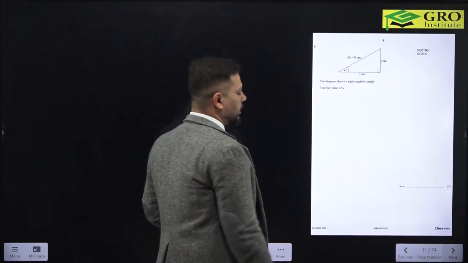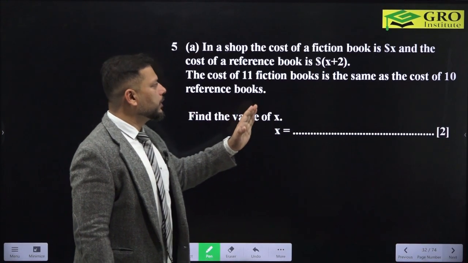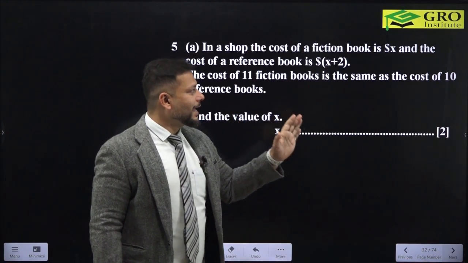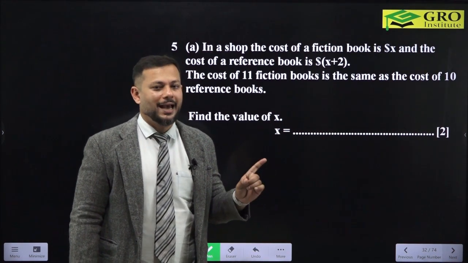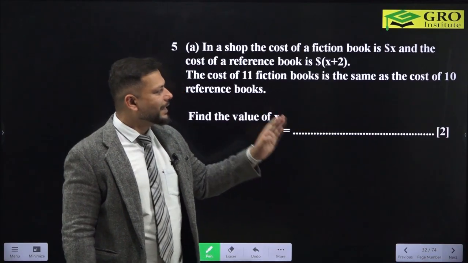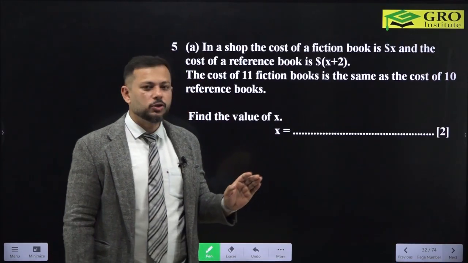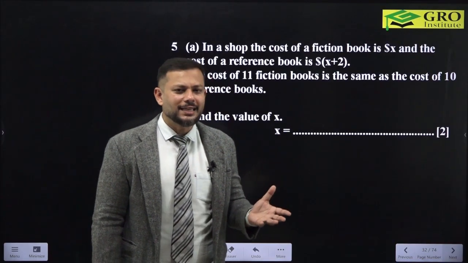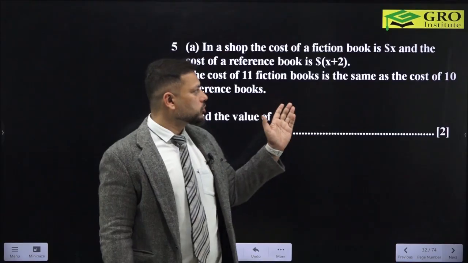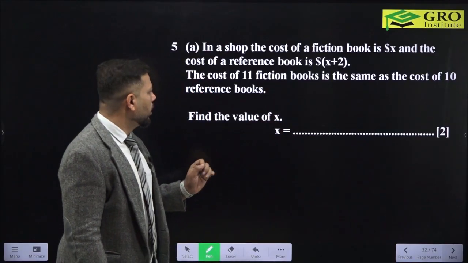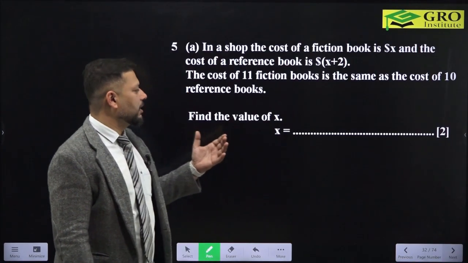So if I read this question carefully, I see that question number 5 part A is, in a shop the cost of a fiction book is X dollars. Guys, the cost of the fiction book is given to us in the form of a variable as it is not known to us, and it is given to us as X dollars. And the cost of a reference book is given to us as X plus $2. So we can say that the cost of reference book is actually $2 more than the cost of the fiction book. Now, the cost of 11 fiction books is the same as the cost of 10 reference books.